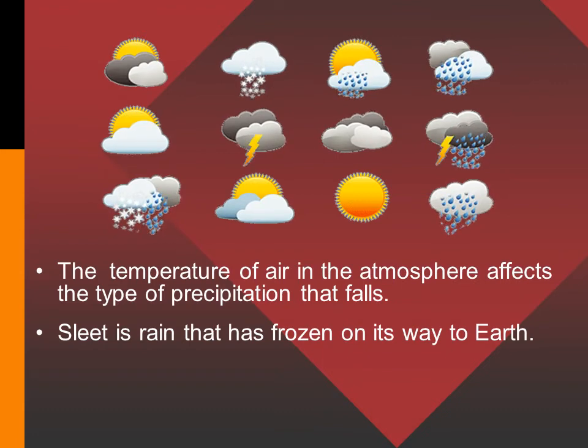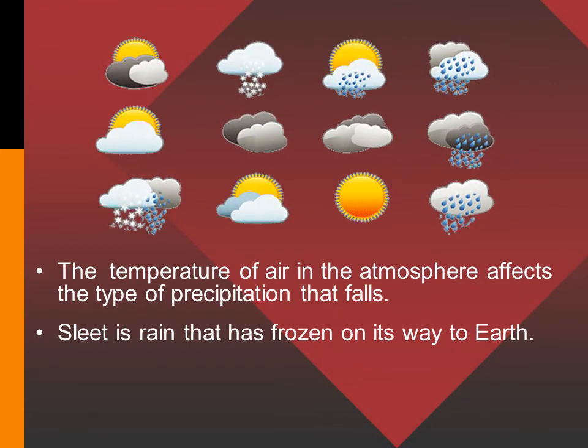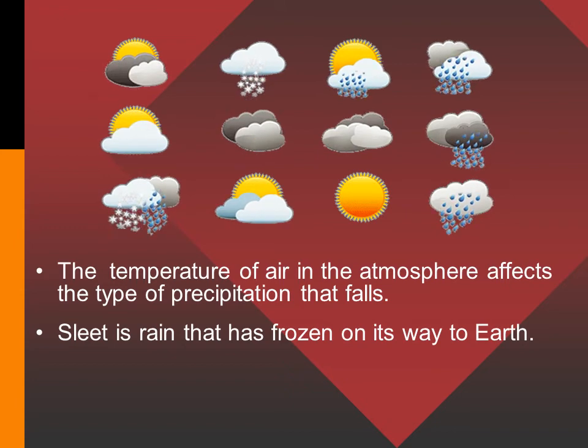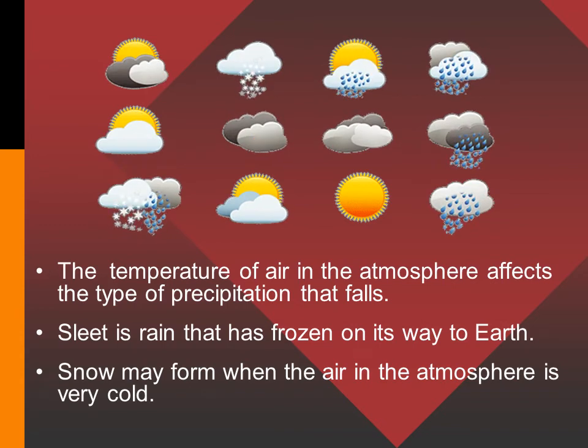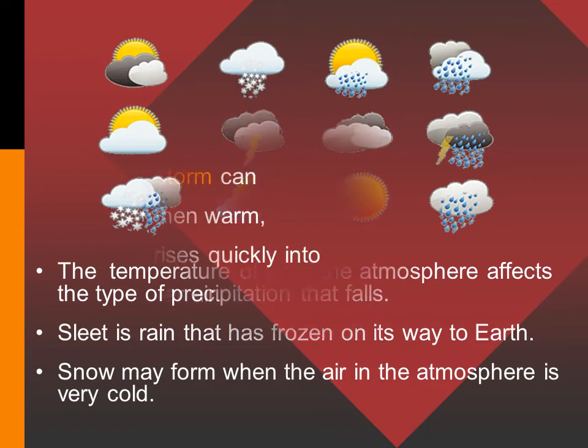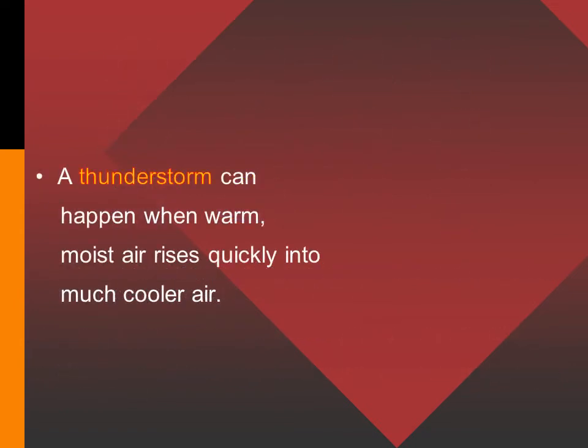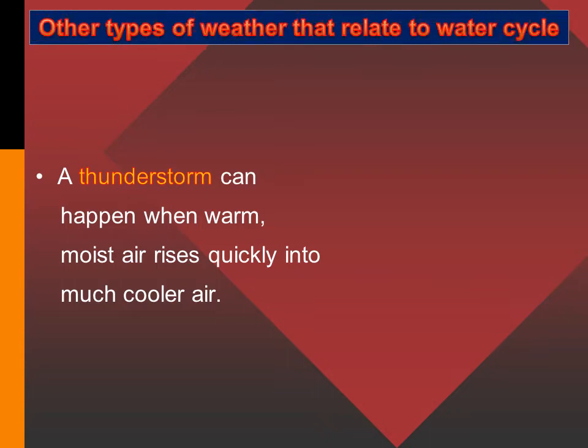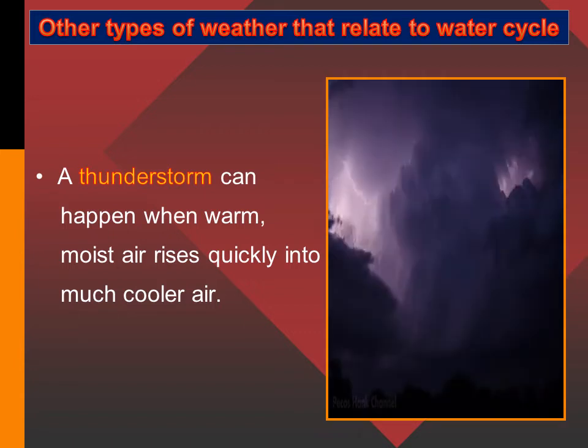Usually we know it as rain, but sleet is rain that has frozen on its way to earth. Snow may form when the air in the atmosphere is very cold. A thunderstorm can happen when warm, moist air rises quickly into much cooler air. So this is when a thunderstorm may happen. These are other types of weather that relate to the water cycle. A thunderstorm you can see.